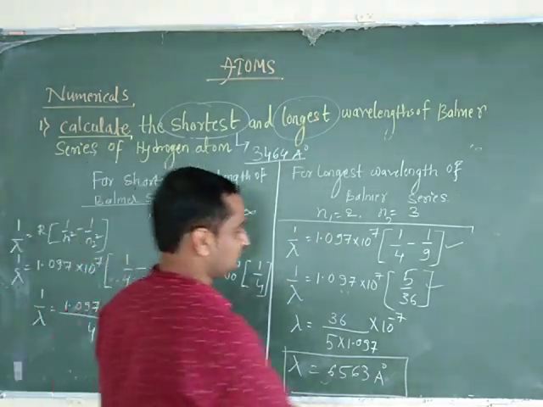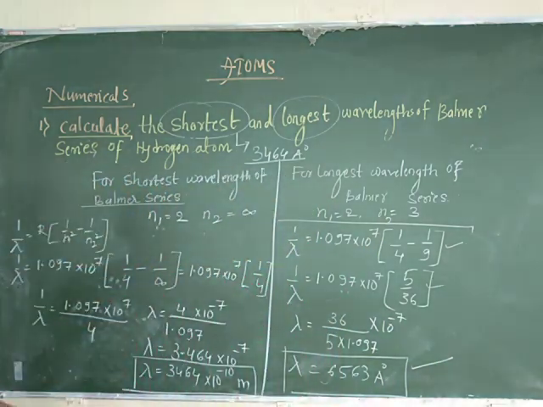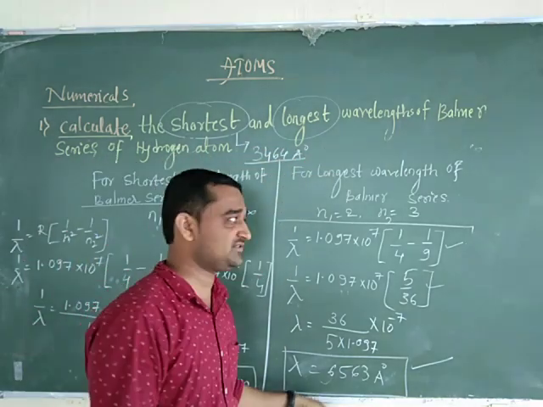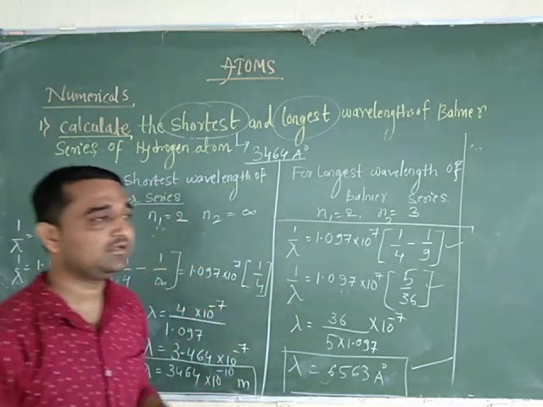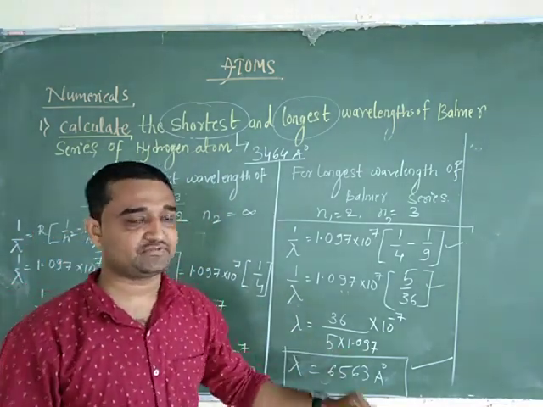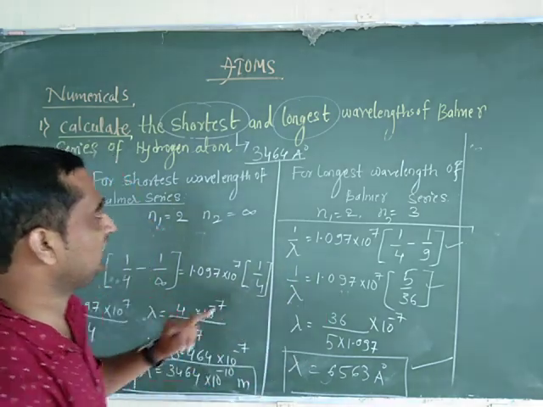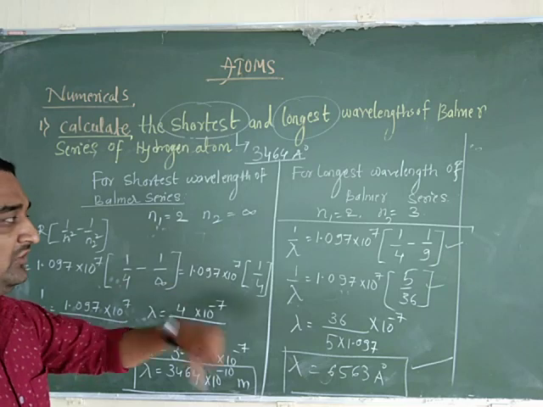So in this way you have to solve the numericals based on the Rydberg formula. Now I have calculated the shortest and longest wavelength of the Balmer series. In the same way, we calculate the Lyman series, Paschen series, Brackett and Pfund series. So this is the homework for you. You have to calculate the shortest wavelength and longest wavelength for the remaining 4 series.